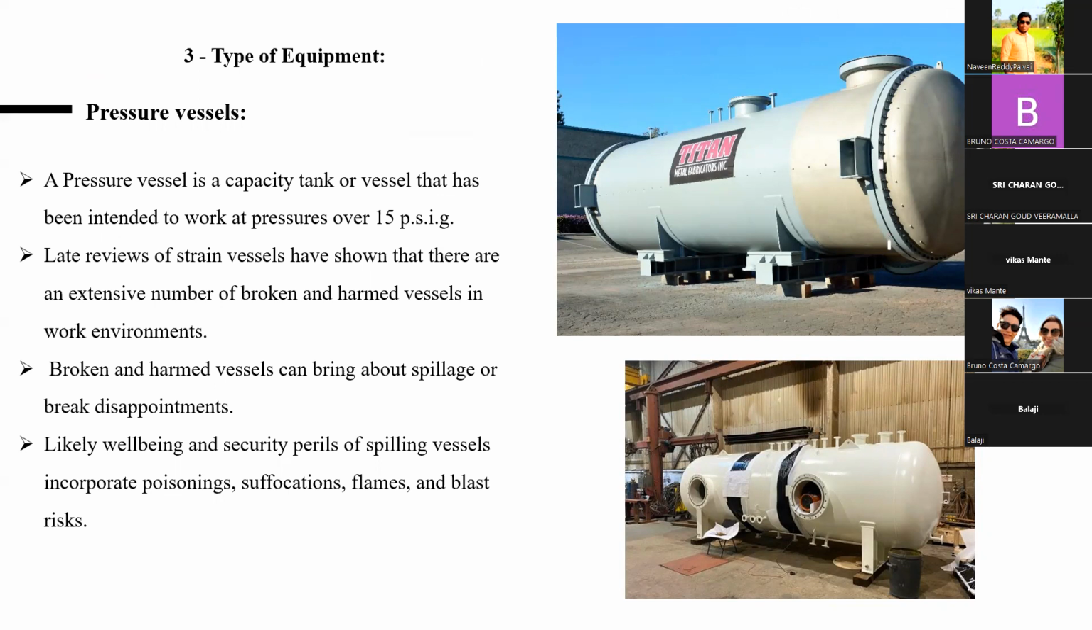Pressure vessels. A pressure vessel is a capacity tank or vessel that has been intended to work at a pressure of over 15 psi. Late reviews of strain vessels have shown that there are an extensive number of broken and harmed vessels in the work environment. Broken and harmed vessels can bring up spillage or break disappointments. Those can cause us suffocations, flames, blasts, risks, and etc.